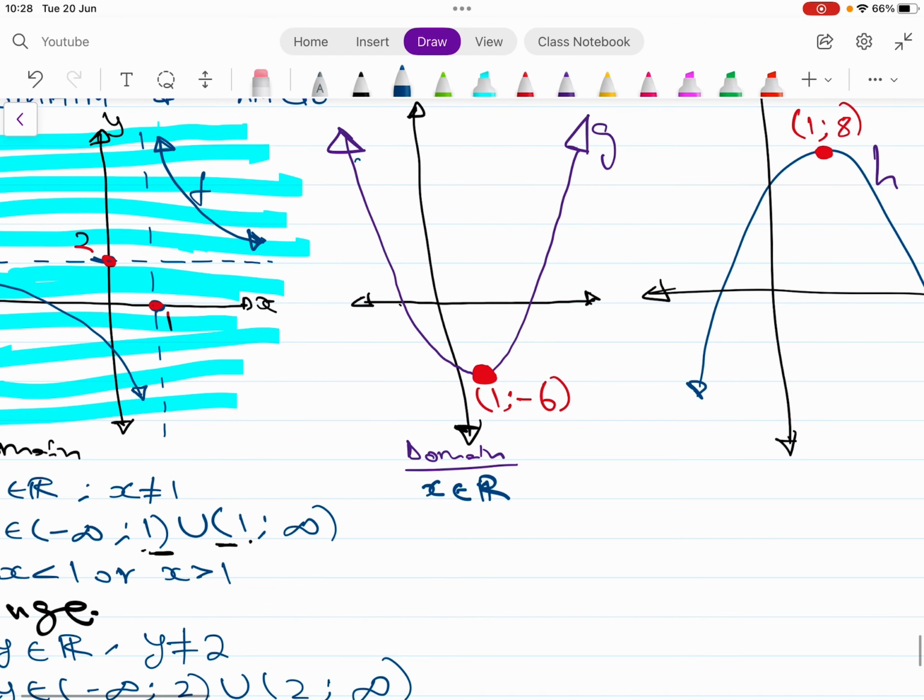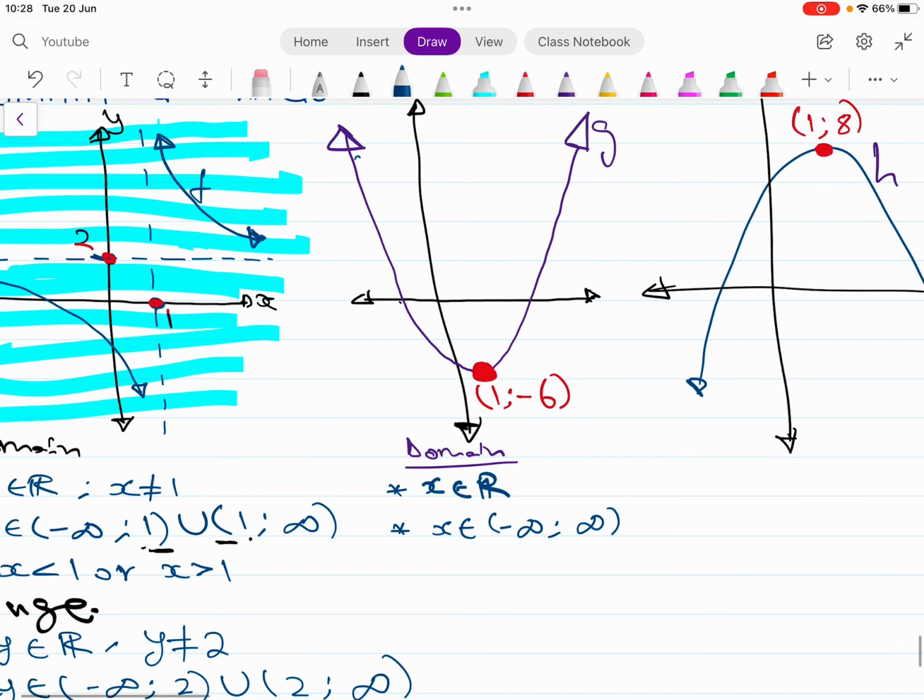There's nothing that we need to exclude here. Or we can write it as x is an element of negative infinity all the way to positive infinity. As you can see, these are just the 2 different ways of writing the same thing.